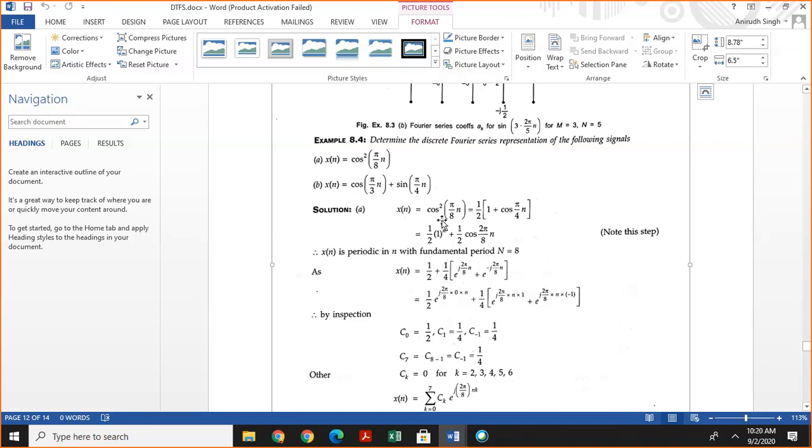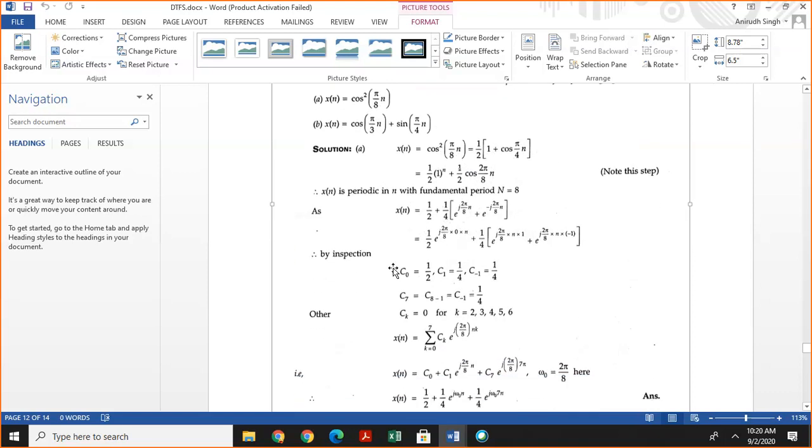Solution: x of n is given by cos square omega n, which is written as half of 1 plus cos 2 omega n. So we get this, and we can write this expression like this. And cos omega is written in exponential form like this. So we can write half multiplied by exponential j 2 pi by 8 multiplied by 0 into n. E raised to power 0 is 1. So we can write this term.